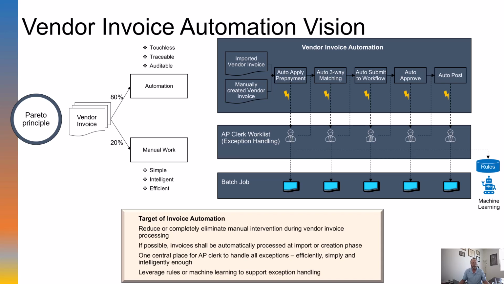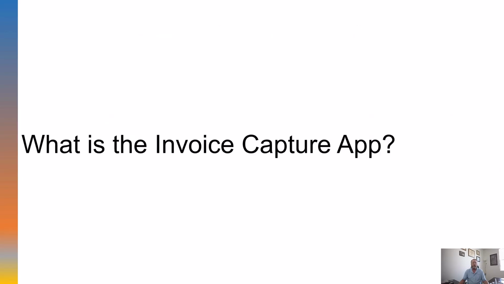So the vision starts with capturing those invoices using things like AI, OCR, machine learning, moving that invoice in to D365, and then many of the steps you take in there, like applying prepayments, matching to the purchase order, sending it off for a workflow, automating as many of those as possible. So again, you're only having to deal with the exceptions. So now that we kind of have a vision and understand what we mean by AP automation or vendor invoice automation, let's start at the beginning.